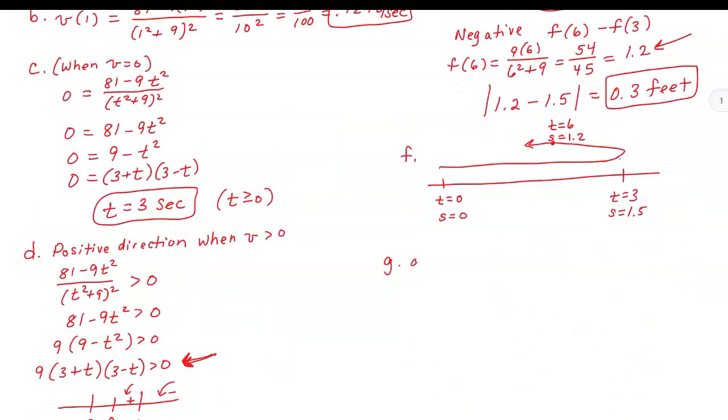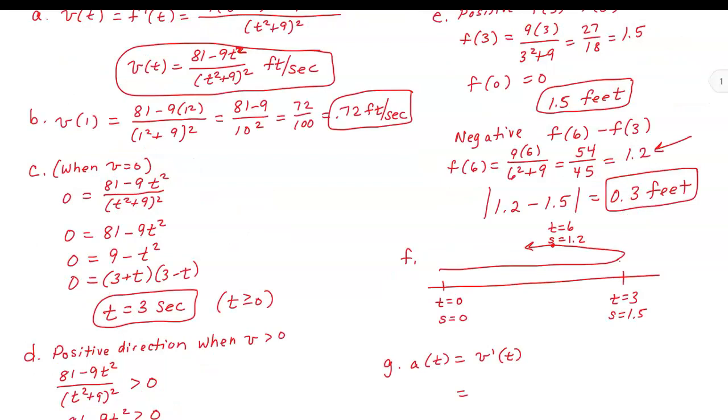The acceleration is going to be the derivative of velocity, so that means we're going to use the quotient rule. So we're going to do low d high. Low is our t squared plus 9 quantity squared, and the derivative of the high, or derivative of the numerator, is negative 18t, minus high d low. So the high is 81 minus 9t squared.